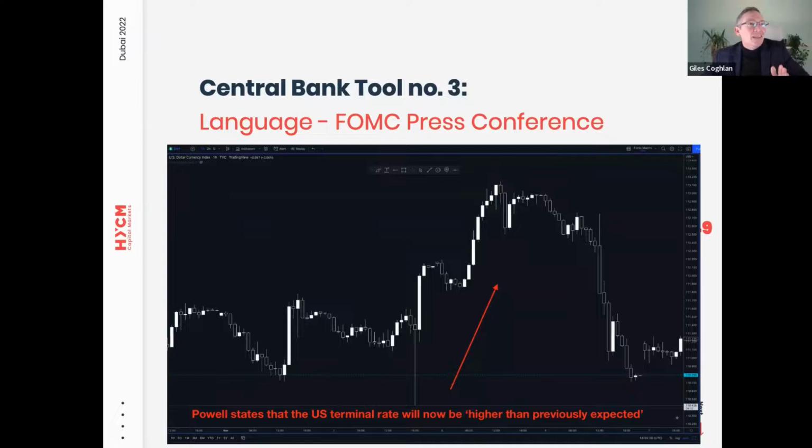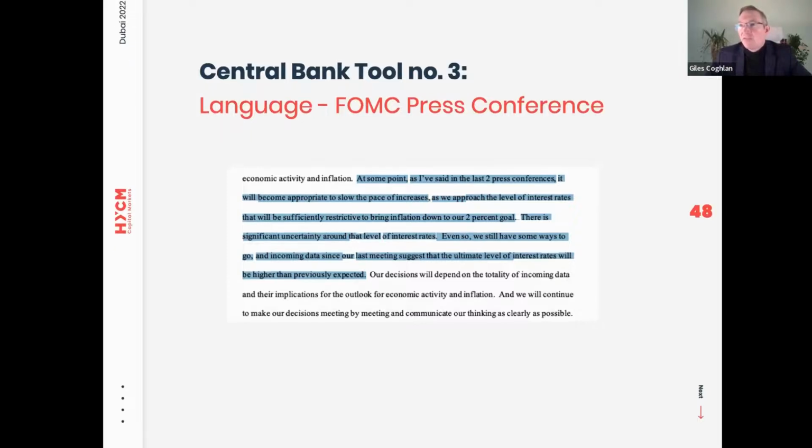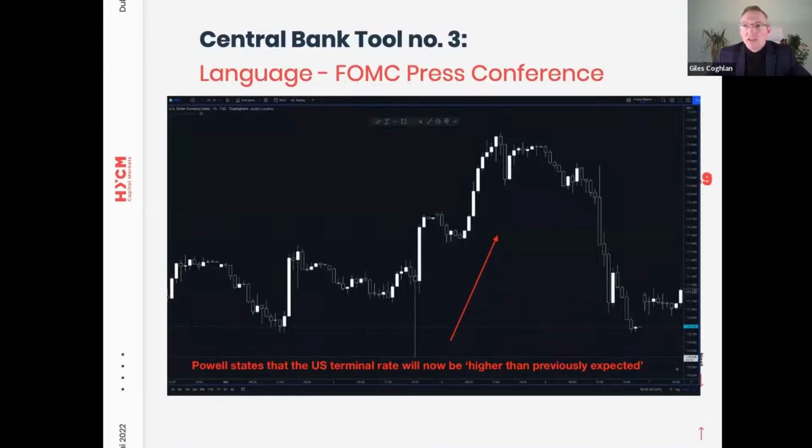You had the rate statement, and that's the 1 hour chart. And then you had the reaction to the press conference. And again, look at the sentence that isn't highlighted immediately after the one that I've highlighted. It says, our decisions will depend on what? The totality of incoming data and their implications for the outlook for economic activity and inflation. So there's the central bank telling us what they are looking at and how they will use that information for their decisions. And that's how we go about making our trading decisions.